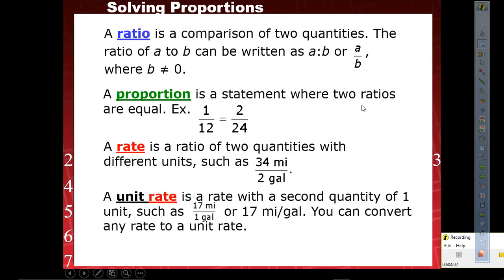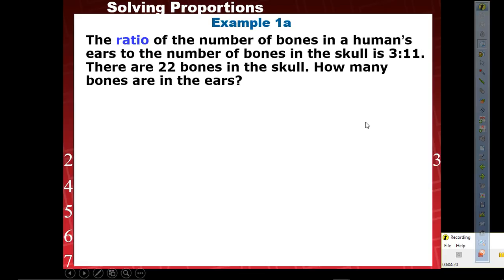All right, so now that we have our terms, this is what I'm going to be talking about today. Copy this one, example 1A, on your paper. Read that for us, please, Matthew, loud. The ratio of the number of bones in a human ear to the number of bones in the skull is 3 to 11. There are 22 bones in the skull. How many bones are in the ear? Okay, copy that, please, and then we'll go over this really quick.